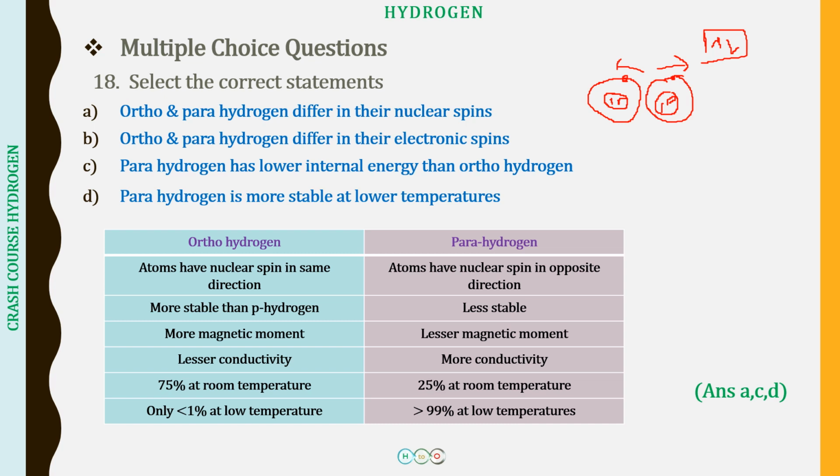What nuclear spin means is that along with the electron, the proton which is present is also spinning about its own axis. And when these two protons are spinning, it can be that the two protons are spinning in the same direction, but it is also a possibility that they are spinning in the opposite direction. When the spin is in the same direction, we call this orthohydrogen, and when it is spinning in the opposite direction, we call it parahydrogen.